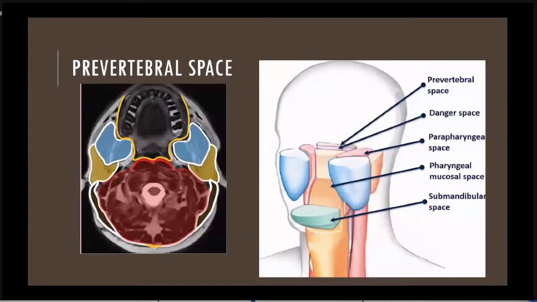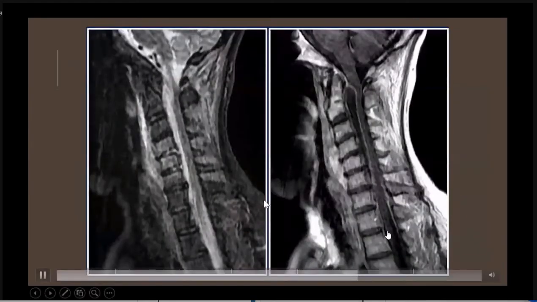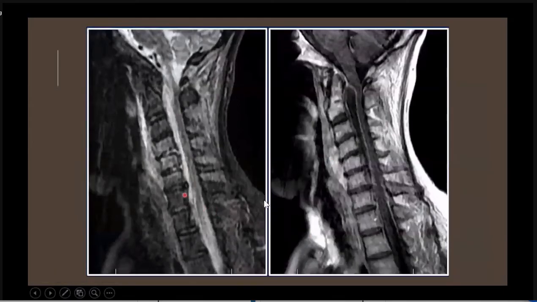Next, posterior to the danger space, we have the prevertebral space. It is defined anteriorly by the prevertebral fascia and posteriorly by the vertebral column. Infections in the prevertebral space are most commonly a complication of osteomyelitis of the vertebra, with infection spreading into the prevertebral space. Here you can see the discitis changes, and in this example, there is a prevertebral collection extending from C2 to C6 level. In this next image here, we can also see there is epidural abscess formation.